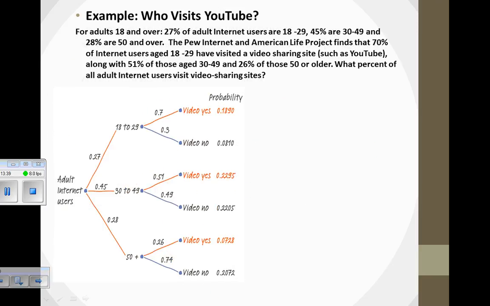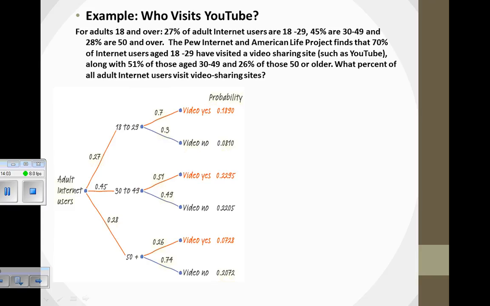All right, let's try this one. See if you can get what I got. Just kind of use it as a reference, a read-through of making your own. So you first start with adults 18 to 29, 30 to 49, and 50 plus. So 27% were in the first, 45%, and 28%.